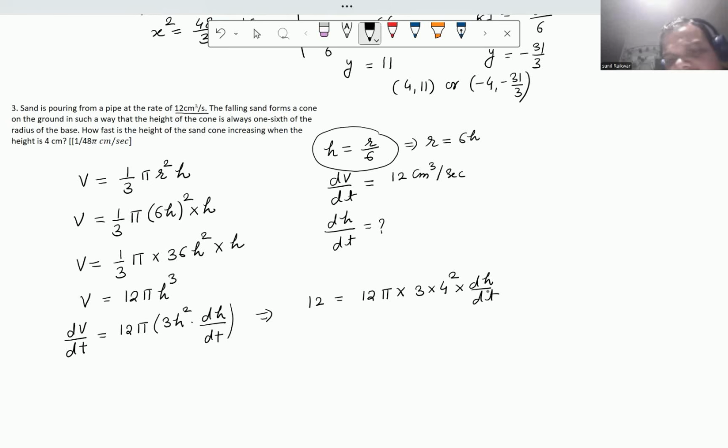Now you can rearrange. If we can cancel something, like 12 and 12 cancel each other, you'll get dh over dt equal to 1 over 48 pi. What should the unit be? The h unit is centimeter, the time unit is second, so centimeters per second. This is the answer.